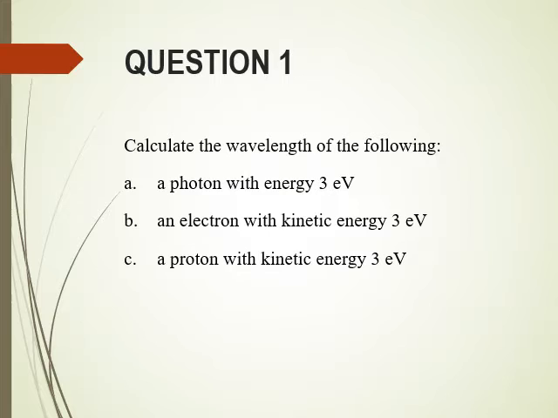Question 1. Calculate the wavelength of the following. A. A photon with energy 3 eV. B. An electron with kinetic energy 3 eV. C. A proton with kinetic energy 3 eV.